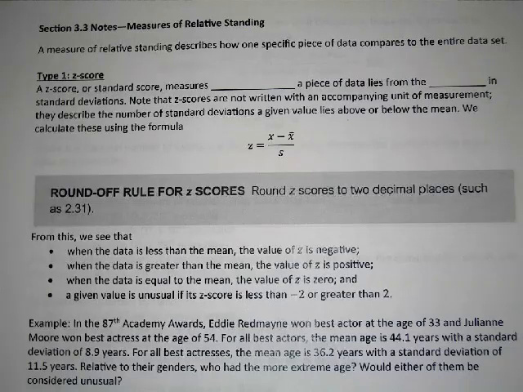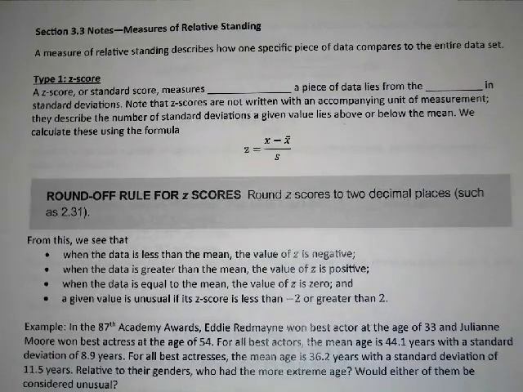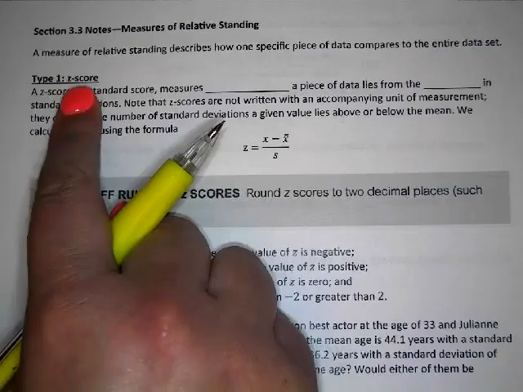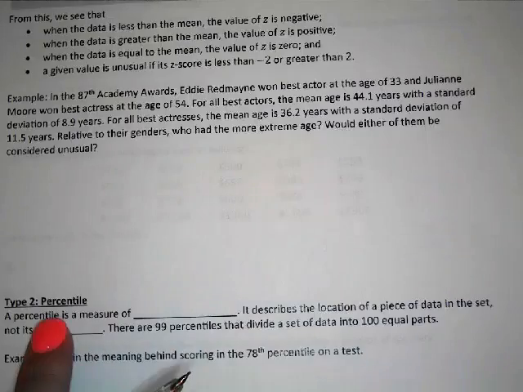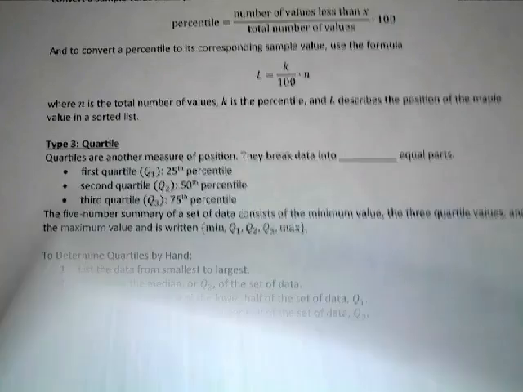And so here we're going to talk about measures of relative standing, which describes how one specific piece of data compares to the entire data set. There are three different types of measures that you could use when you're discussing how one piece of data relates to the others. The first type is the z-score, the next is the percentile, and the third is the quartile. So first we're going to go over the z-score.